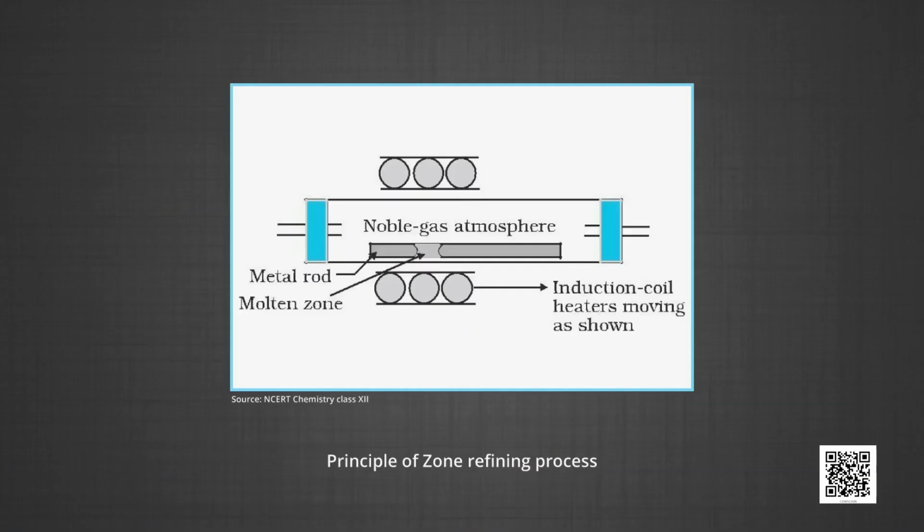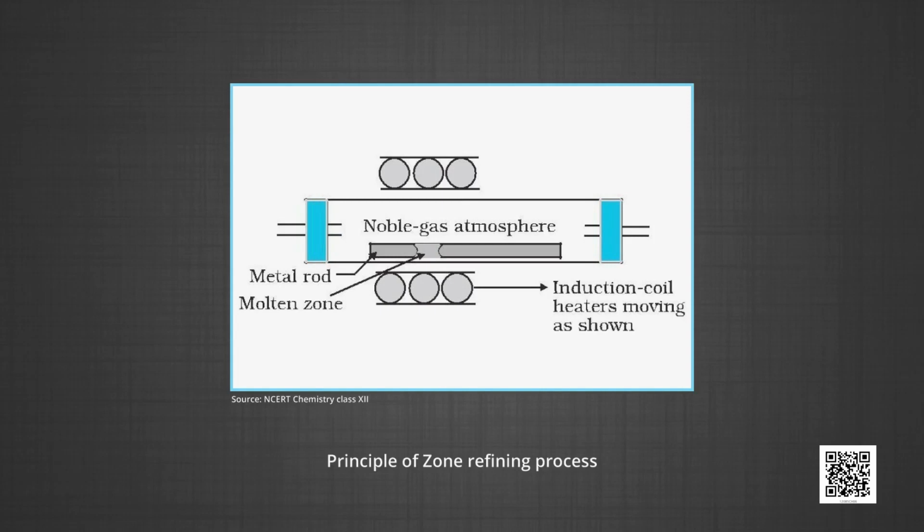The second method is zone refining. This method is based on the principle that the impurities are more soluble in the melt than in the solid state of the metal. A circular mobile heater is fixed at one end of the rod of the impure metal. The molten zone moves along with the heater, which is moved forward.